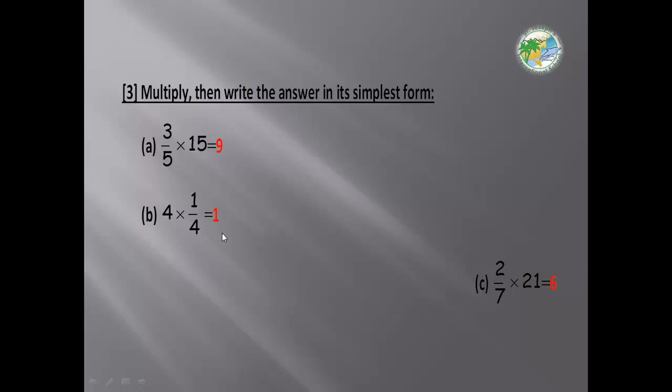Okay? Now C. 2 over 7 times 21. 21 over what? Over 1. Excellent. These fractions we can change into simplest form before we multiply. 21 divided by 7 equals 3. Then 2 times 3. Here we divide by 7 and here we divide by 7.